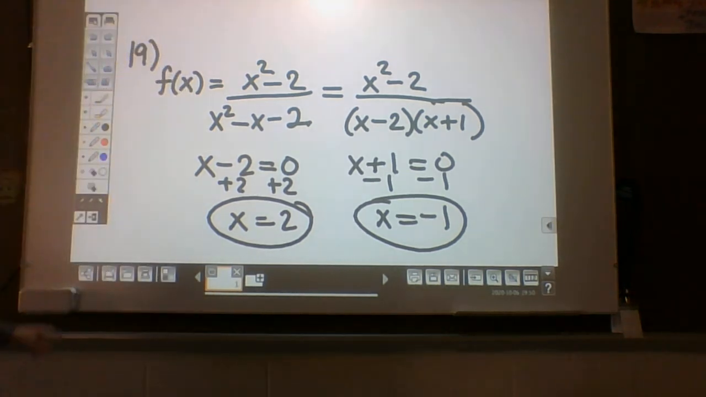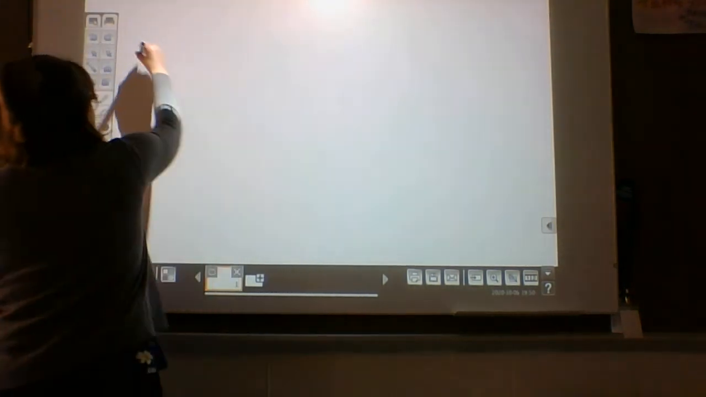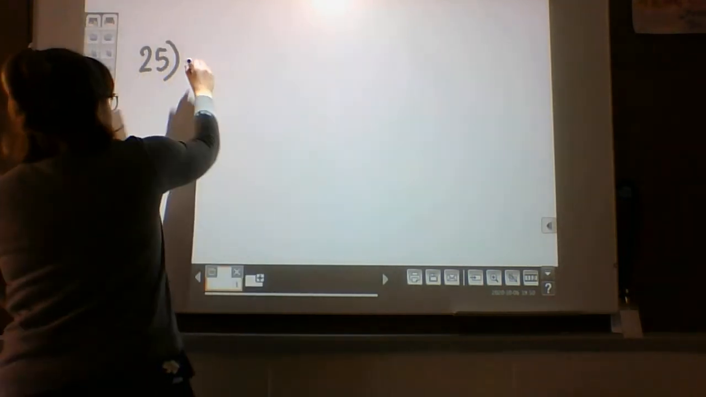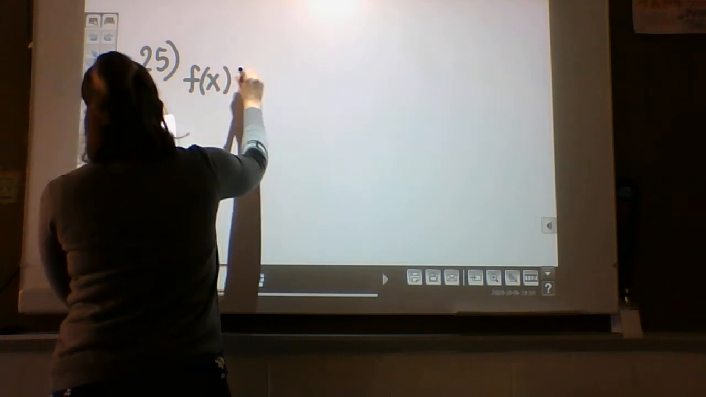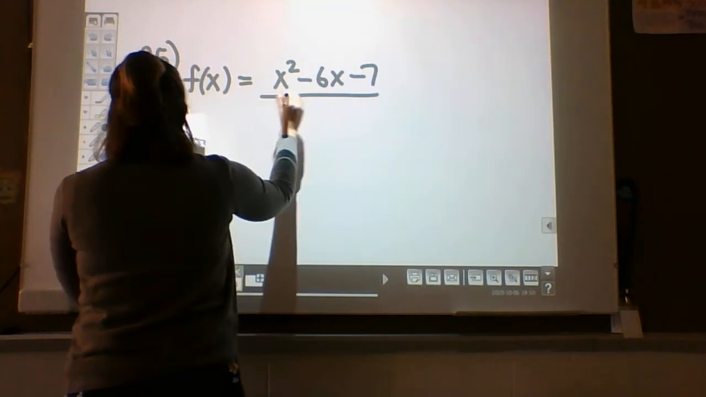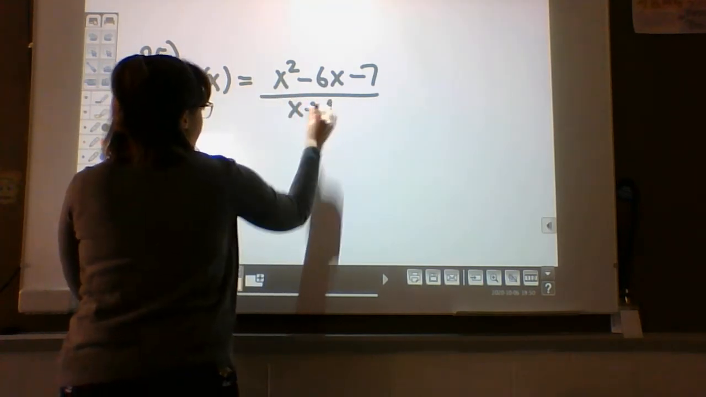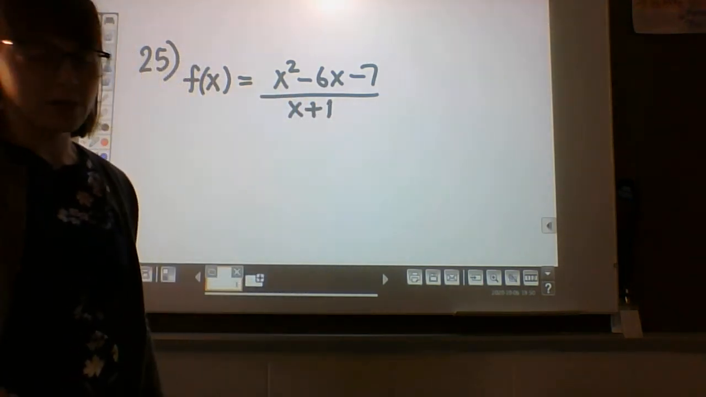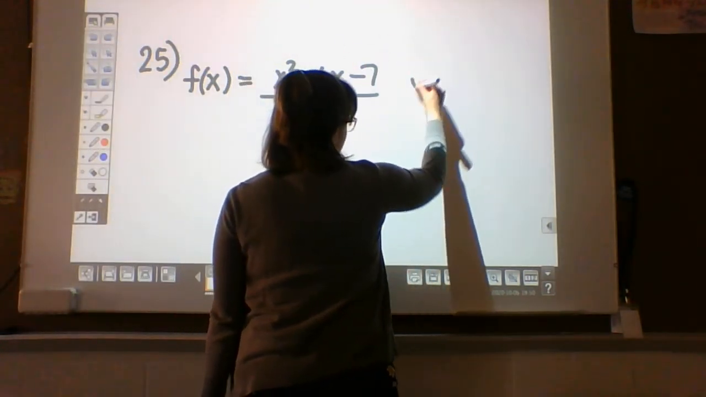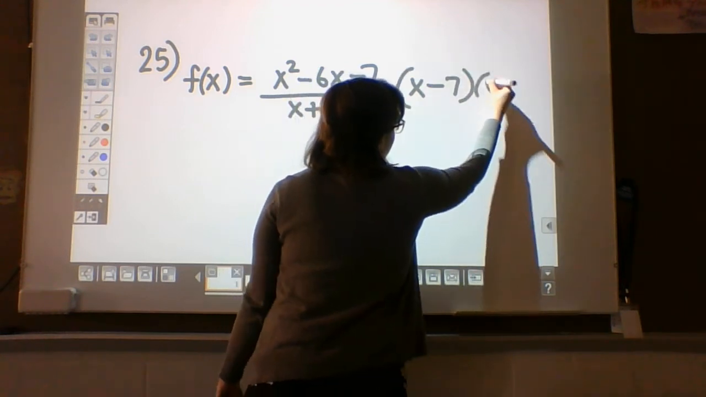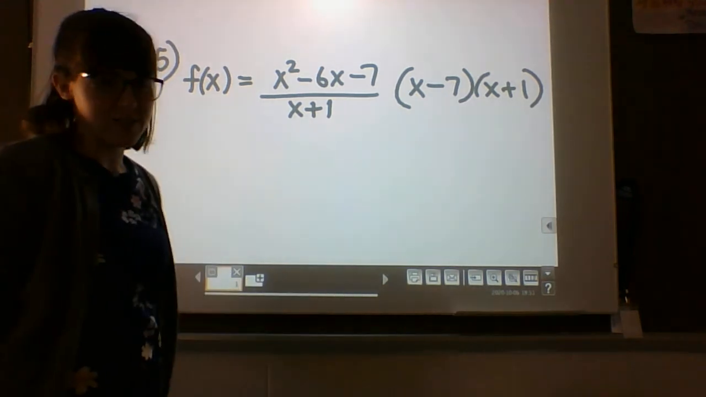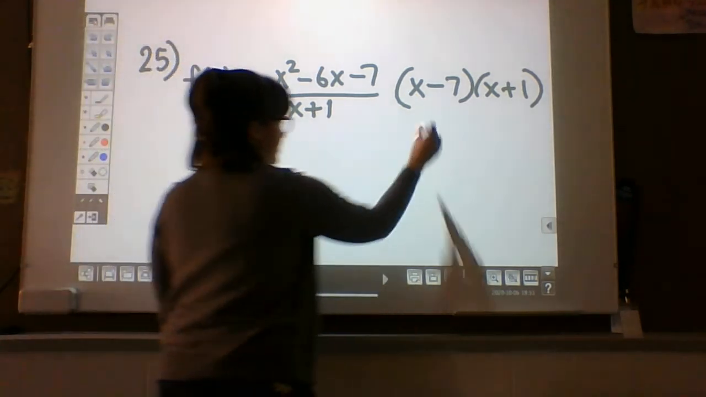So the very last one, 25, says f of x equals x squared minus 6x minus 7 divided by x plus 1. Okay, so we're going to factor the top part of this. What could I multiply to get -7 that would add up to -6? -7 times 1 is -7. It adds up to -6.